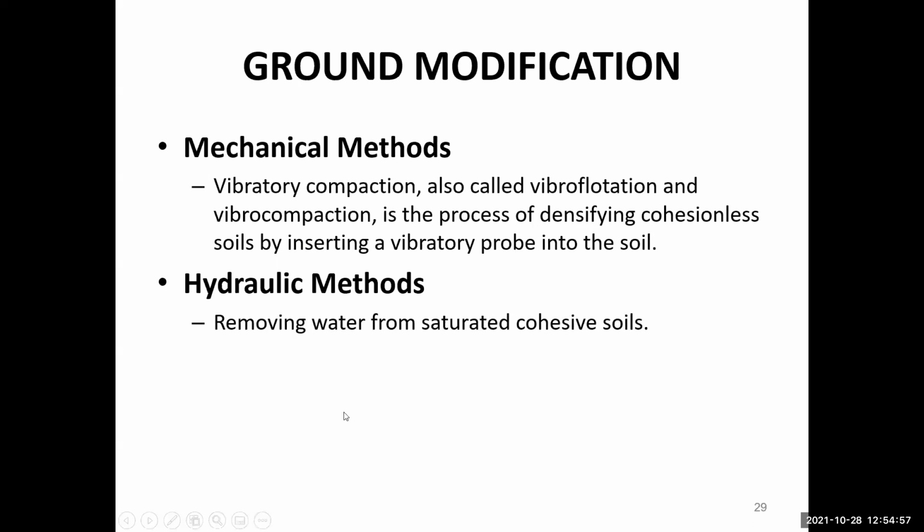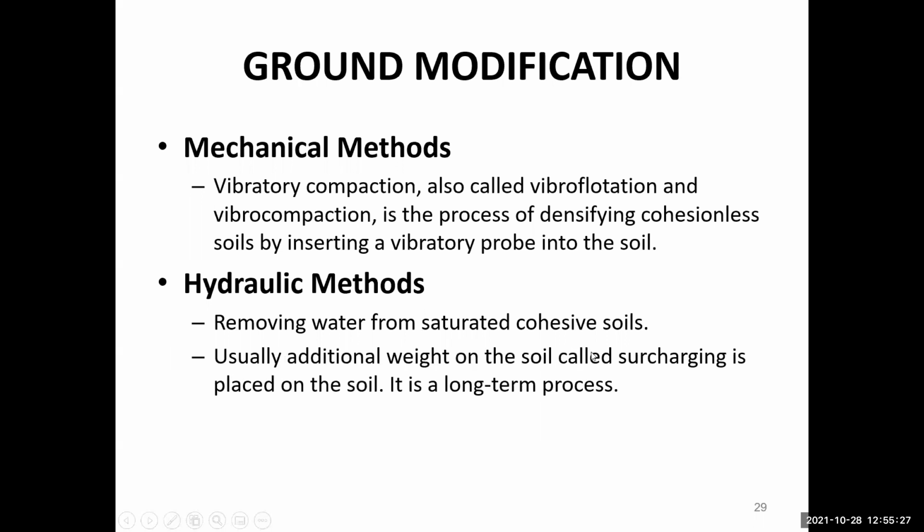In the hydraulic methods, the water is removed from the saturated cohesive soils, as it is done in the consolidation process. The consolidation process is more or less a natural process, but if that process can be accelerated by these hydraulic methods, that means we can remove the water from the cohesive soils. So then we can also modify the soil, and then the soil may naturally be compacted.